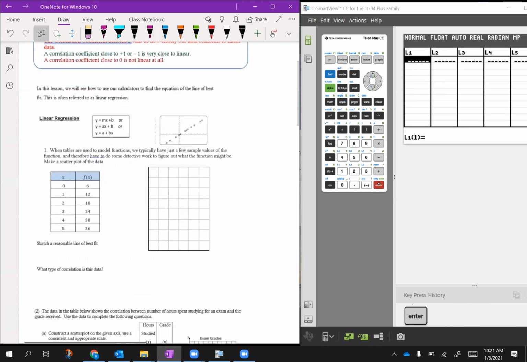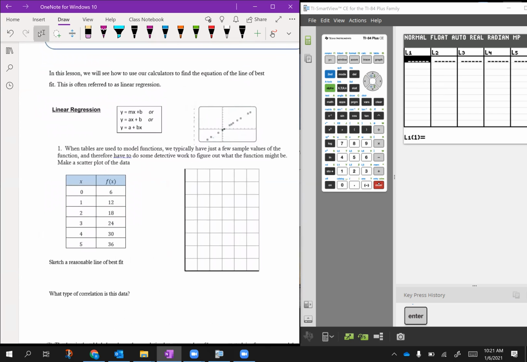All right, so we're going to need that. In this lesson, we're definitely going to need our graphing calculator the whole time, so make sure you have it. Make sure you're typing them in with me. Don't just let me do all the work. Our X values go into list 1. Our Y values go into list 2.